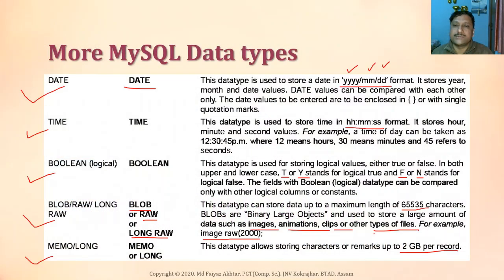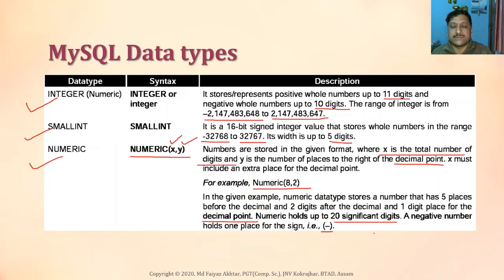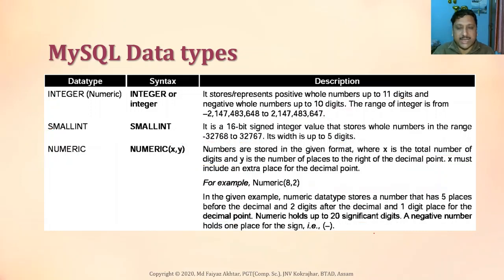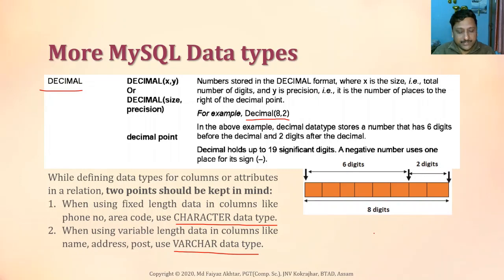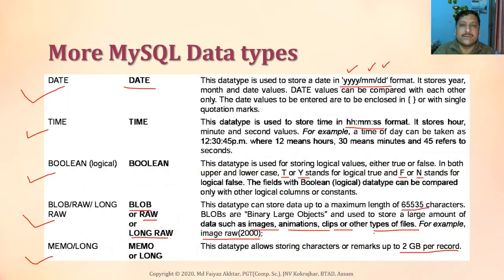So how many data types have we learned? First we learned numeric data types. There are 4 numeric data types: integer, small int, numeric and decimal. Then we learned character data types. There are 2 types: char and varchar. Char is for fixed length and varchar for variable length, and both require size. And finally we learned many other data types: date, time, boolean, blob, raw or long raw, and memo or long.